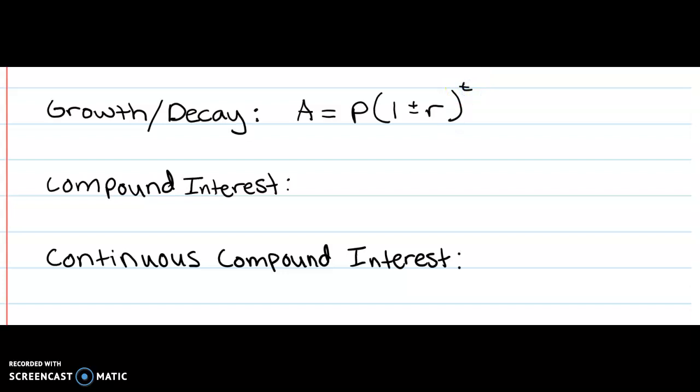Okay, so let's talk about the parts here. So this A is my final amount. The P stands for my initial amount. The r stands for rate. And then the t stands for time. Okay, so that's growth and decay.